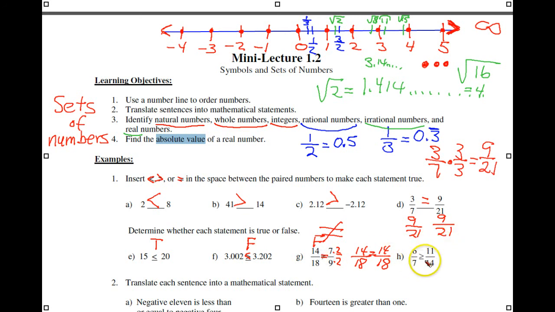And then here we have 6 sevenths. Now again, if we want to make our denominator 14 out of the 7, we're going to multiply it by a 1 in the form of 2 over 2, which gives us 12 fourteenths. So we can now put that there. Is 12 fourteenths greater than or equal to 11 fourteenths? Is one part of this true? Yes. So that one is true.